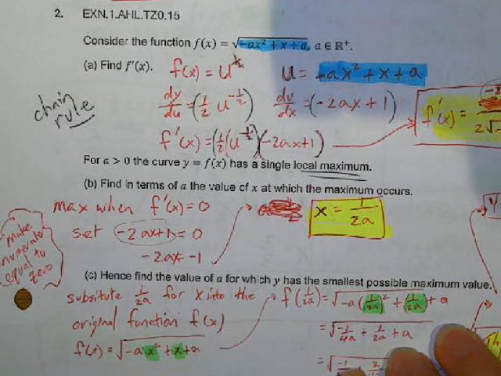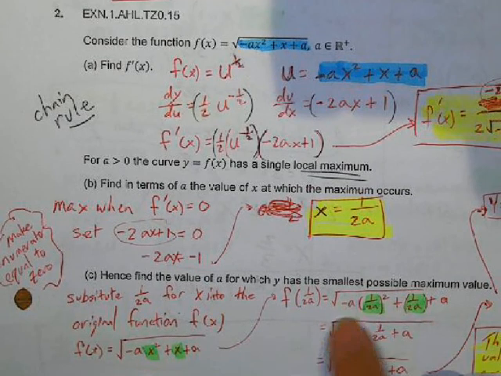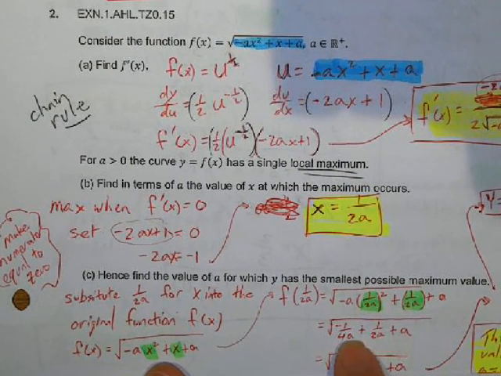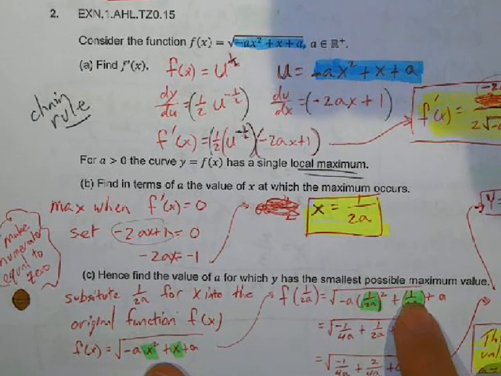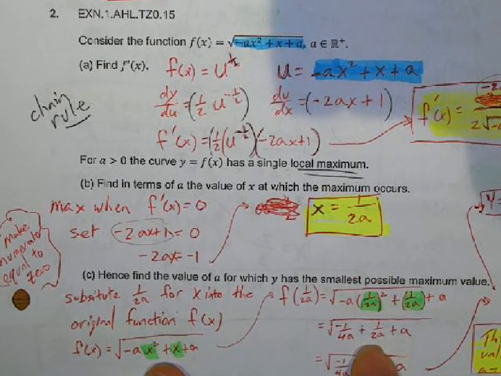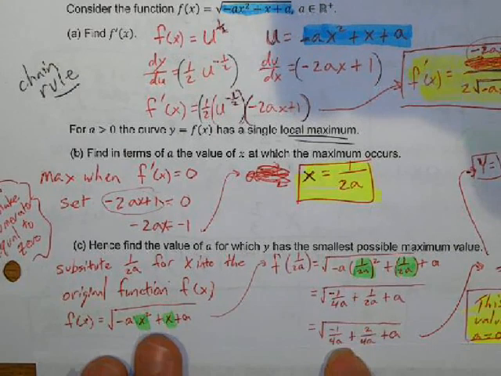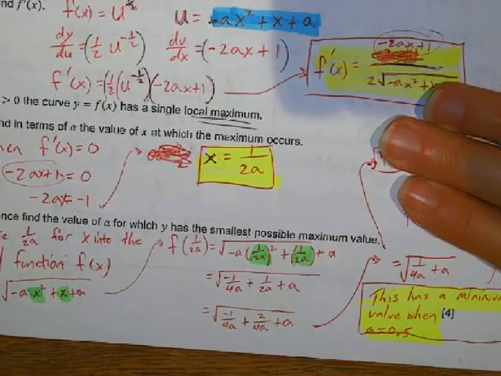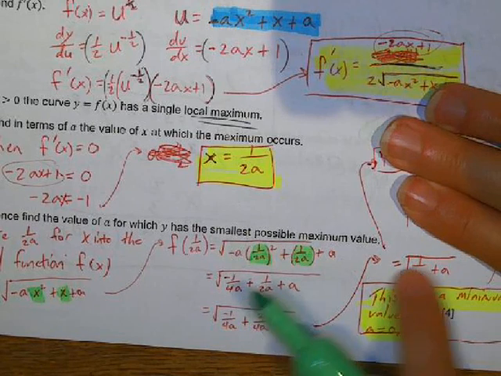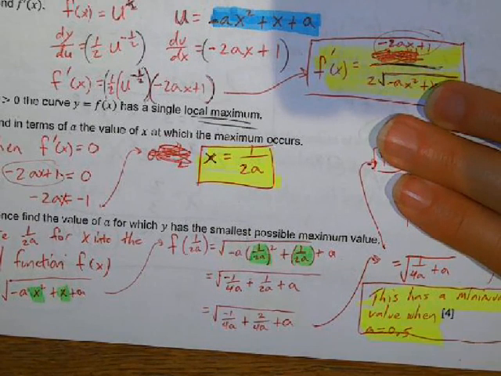Then I can simplify this. I have negative a times this, which gives me this here, and then plus 1 over 2a, and then plus a. Now I need a common denominator, so I have negative 1 over 4a plus 2 over 4a plus a, and these terms simplify to the square root of 1 over 4a plus a.